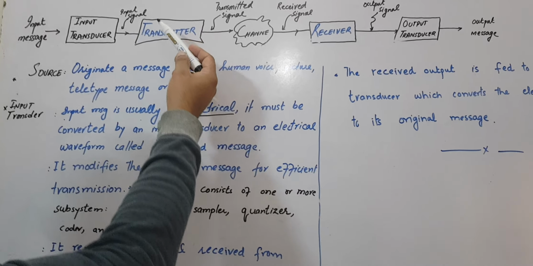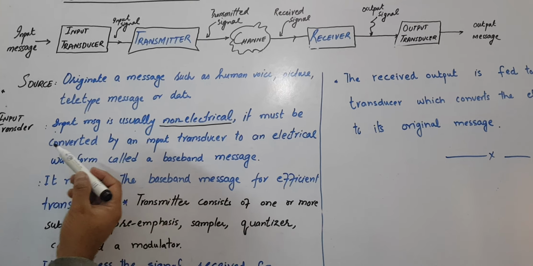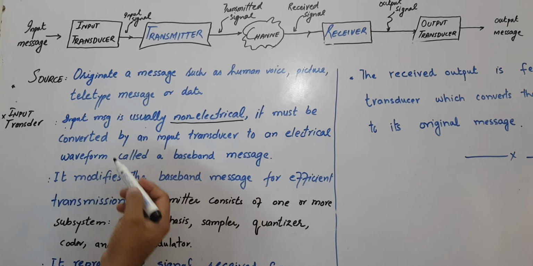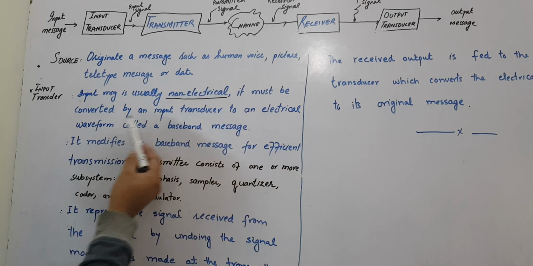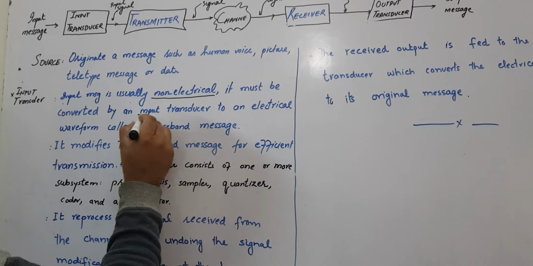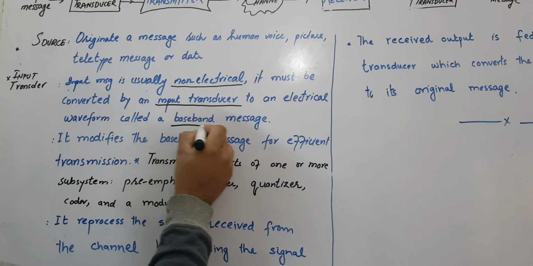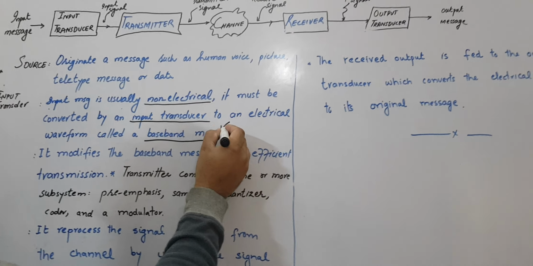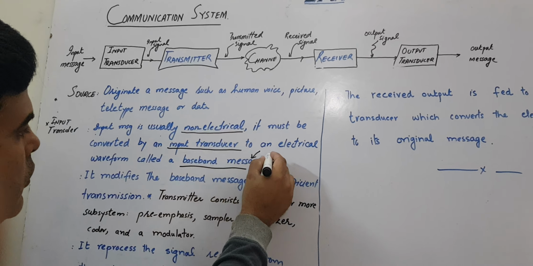All these types of input messages are non-electrical signals, but our electronics understand the electrical signal. That's why we have to convert them into an electrical signal, so we use the input transducer. It must be converted by an input transducer to an electrical waveform. That is known as a baseband message that has been converted from the input transducer, and that is known as an input signal.